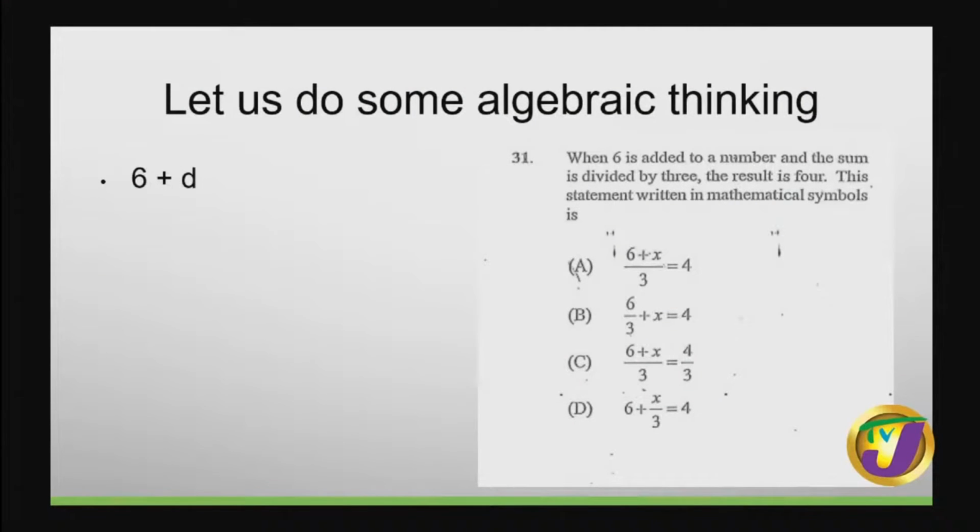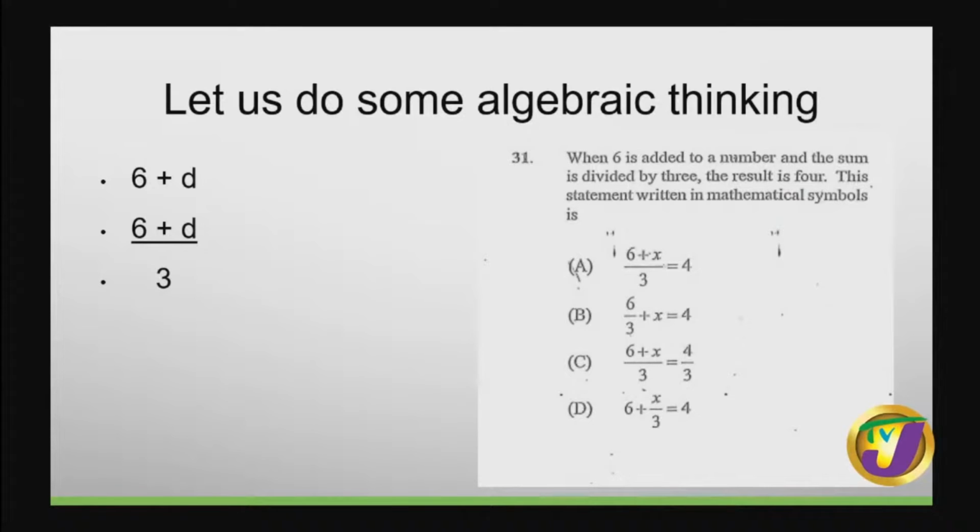So 6 is added to a number. I use D. All right? Good. Then it says what? Then the sum is divided by 3. You all know sum. You're talking about addition. However, you can't add 6 to D because you don't know the value of D. So you leave it as is and you divide by 3.